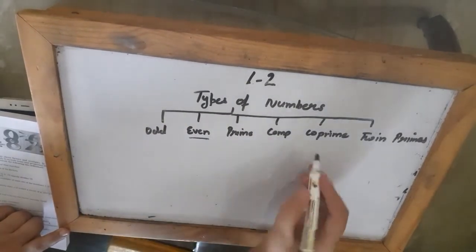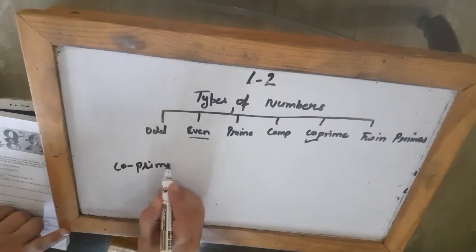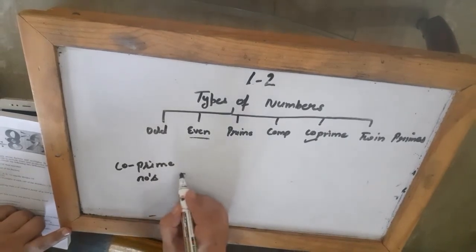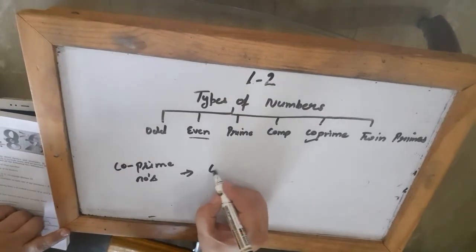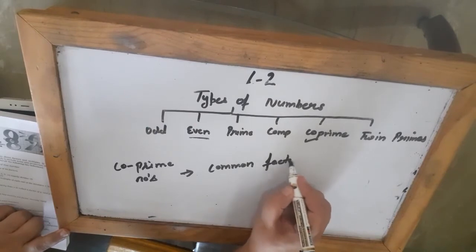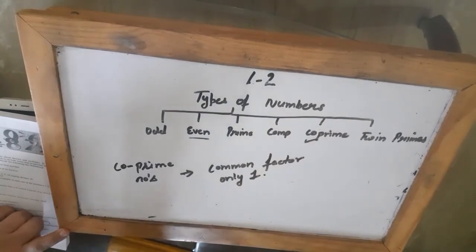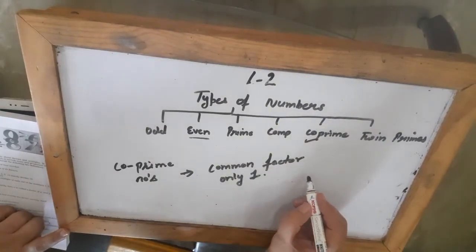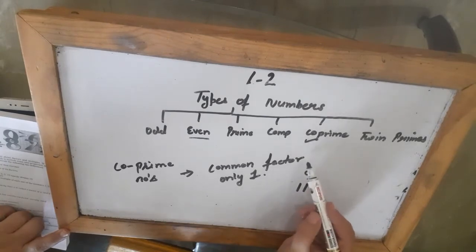Now co-prime numbers. What are co-prime numbers? Co-prime numbers are two numbers which have common factor only 1. Now let me explain this with an example. Suppose I have two numbers 9 and 11. Okay, so 9 and 11.